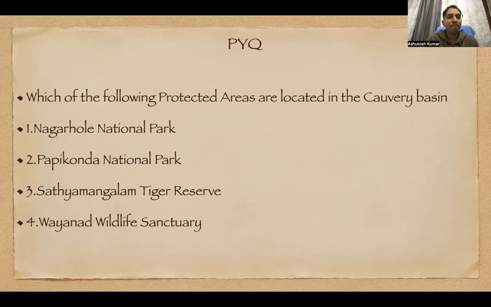So except Papikonda, all three options are correct here. Okay, this one is from the 2020 prelims paper. So Nagarhole National Park, Sathyamangalam Tiger Reserve, and Wayanad Wildlife Sanctuary. These three are located in the Kaveri Basin. Okay, Papikonda is in Andhra Pradesh, but you need to check it yourself also. Okay, and see the 2020 prelims paper.